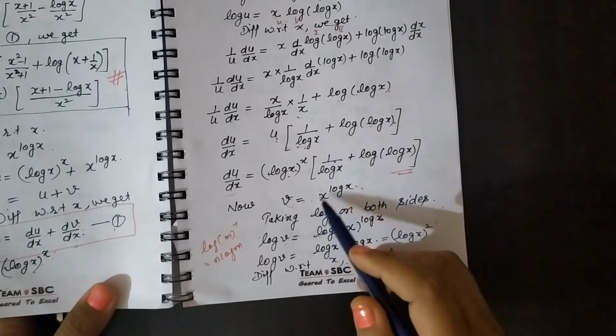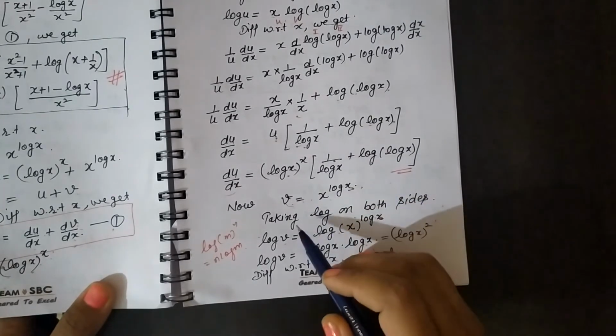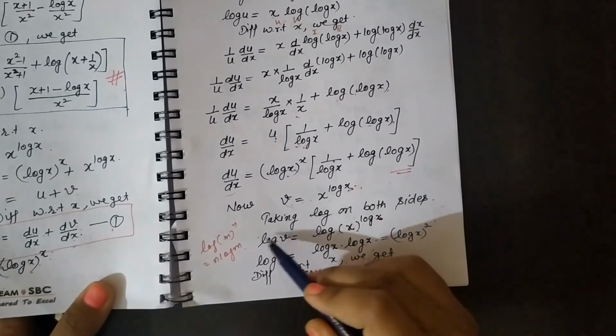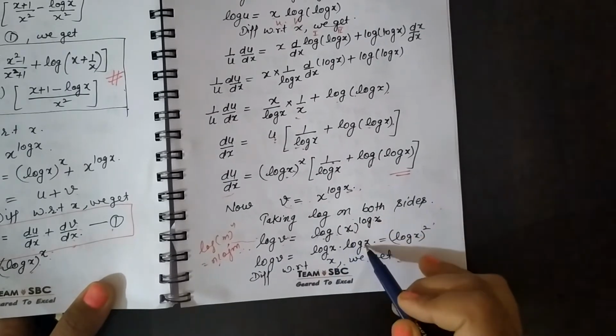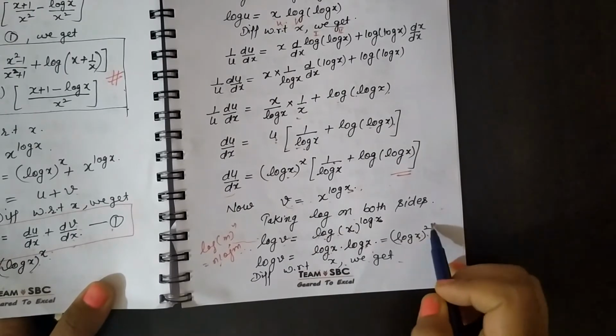Now let v is equal to x raised to power log x. Taking log on both sides, log v is equal to log x raised to power log x. So using this property of log m, it becomes log x into log x. So log x multiply by log x, you can write it as log x whole square.